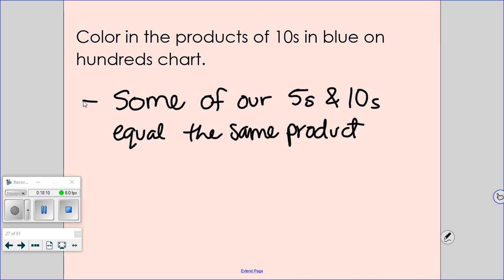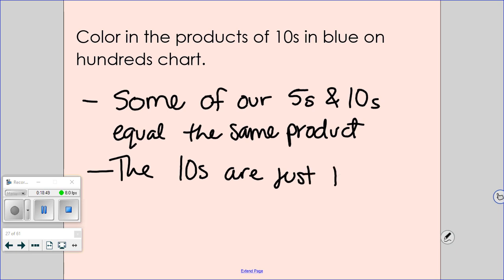Good. So Kylie's noticing that it's kind of going yellow and then green, and then yellow and then green, and then yellow and green. That same thing happened on our 2s and 4s. Why did that pattern happen? Remember, we gave our 2s and 4s a special name because they were doing that. Okay, do you remember? Doubles. Our 10s are just the 5s doubled.